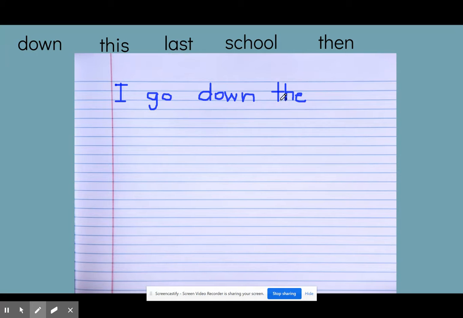I go down the. Now since I still have room, I'm going to continue writing right here and continuing from left to right. I go down the slide. So at the beginning of the word slide, I hear a blend. Sl. So go ahead and write the 2 letters that go with sl. Sl. You should have put an S and an L. Slide.